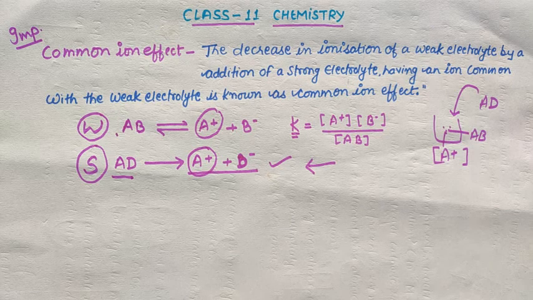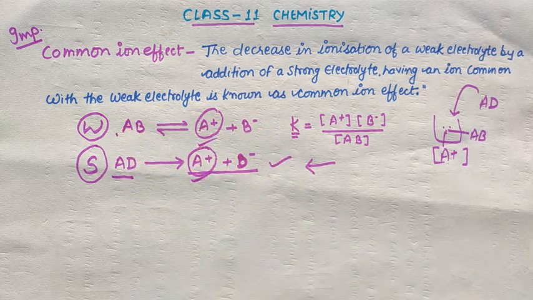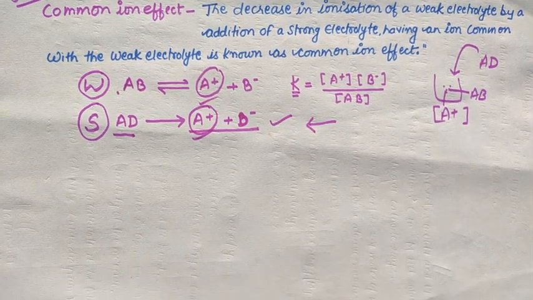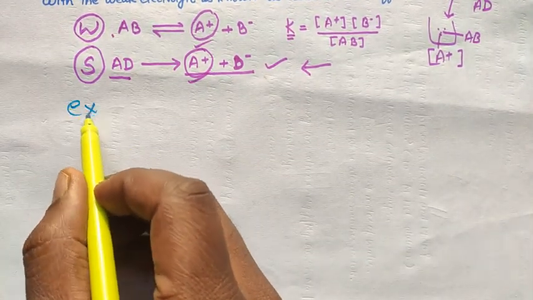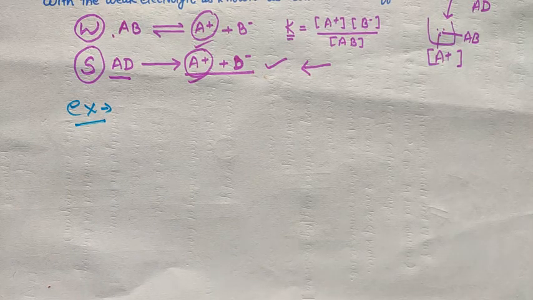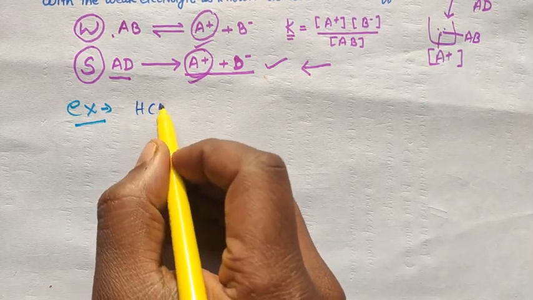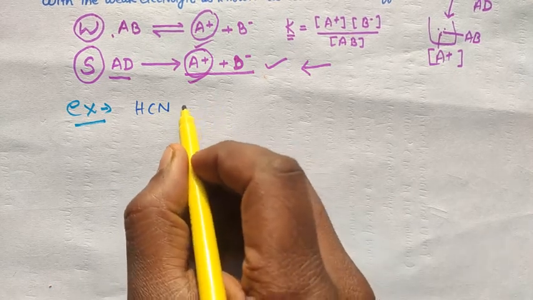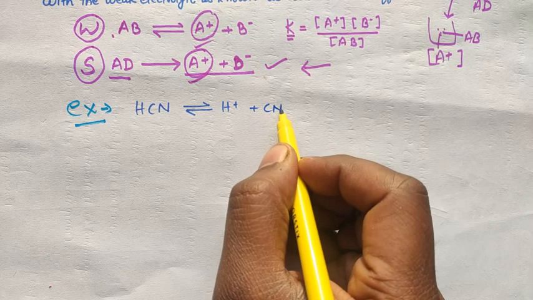Both should have an ion in common. In this strong and weak electrolyte, A plus is common. So similarly, let us take another example related to your syllabus, where you are going to add a strong electrolyte. For example, you have a weak electrolyte that is HCN. This is the weak electrolyte. So it will ionize in this way, H plus plus CN minus.